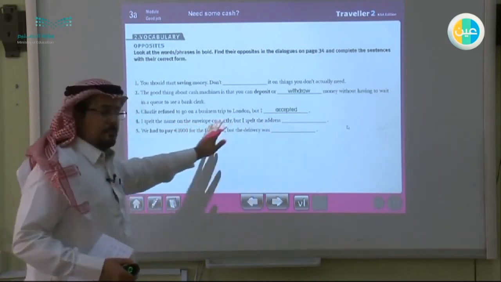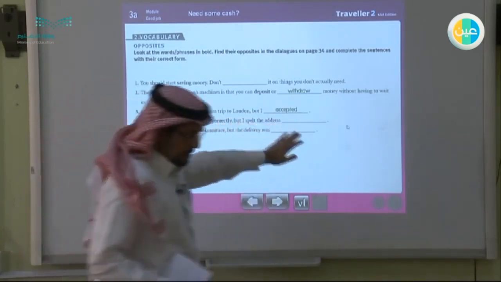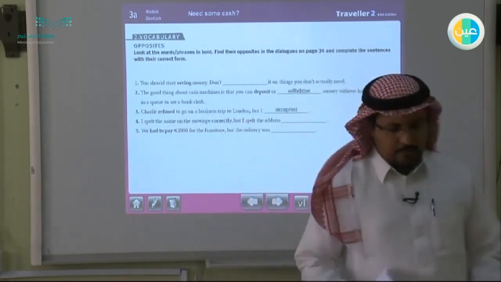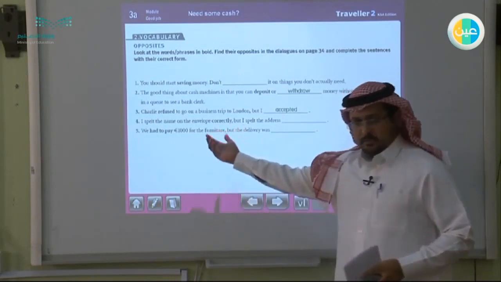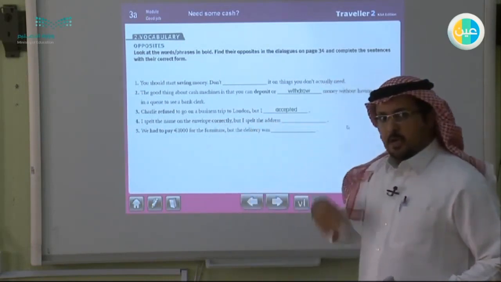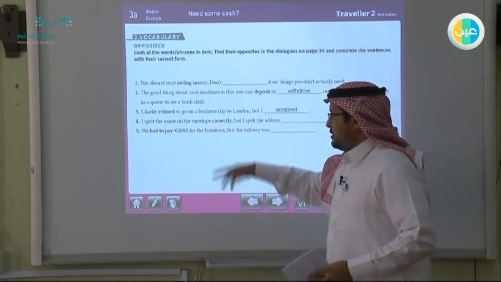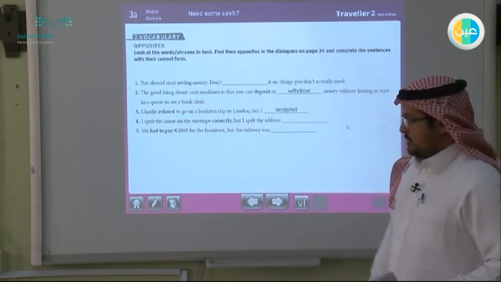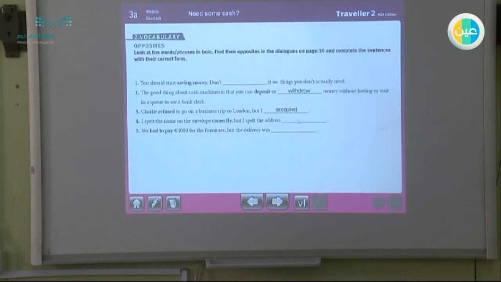Now, number 4: I spelled the name on the envelope correctly, but I spelled the address. So we have the word correctly. What's the opposite of correctly? We are going to add a prefix. A prefix is a group of letters added to the beginning of the word to make the opposite or to give another function. Correctly, incorrectly.